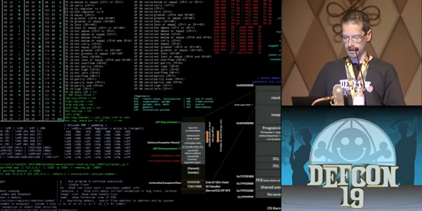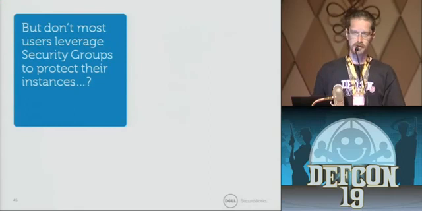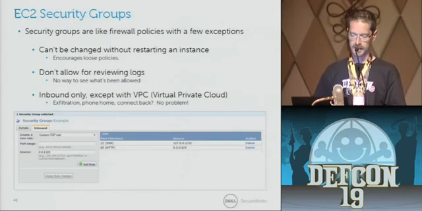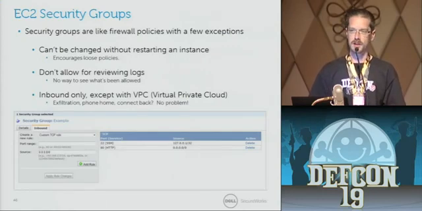But the question then becomes, the SSH keys was our biggest finding. Don't people use security groups to protect their instances? If I have an SSH key, it shouldn't matter if I can't reach the SSH port. So here's just a slide explaining EC2 security groups. It's just like a firewall policy. There's a screenshot there. The interesting thing is they're inbound only unless you're in virtual private cloud. So outbound traffic from a potentially malicious AMI, there's really not a strong way to filter that.